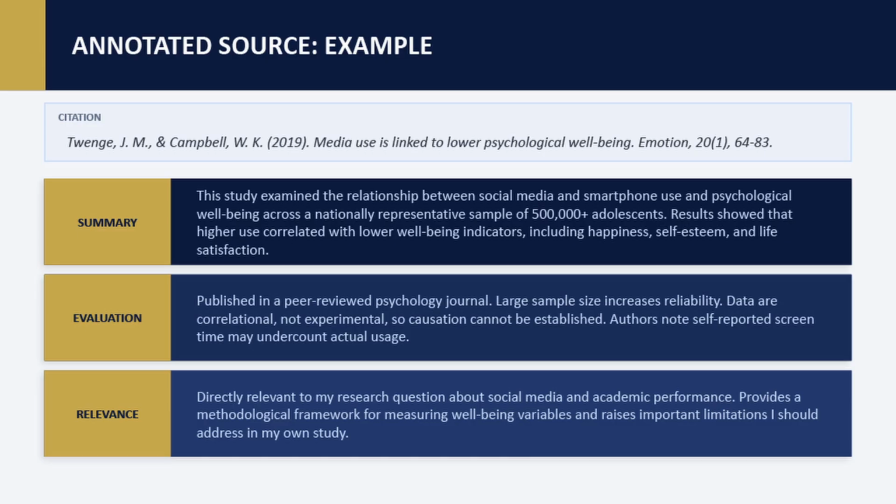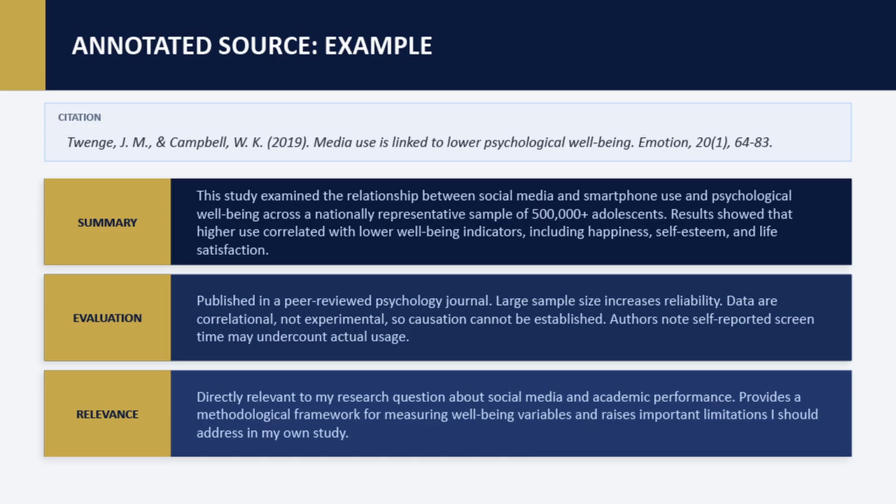So this is a prime example of a well annotated source. So as you can see, the citation is from Twenge and Campbell from 2019, and the title is Media Use is Linked to Lower Psychological Well-Being. So a summary. The study examined the relationship between social media and smartphone use and psychological well-being across a nationally representative sample of 500,000 adolescents. Results showed that the higher use correlated with lower well-being, and the indicators included happiness, self-esteem, and life satisfaction.